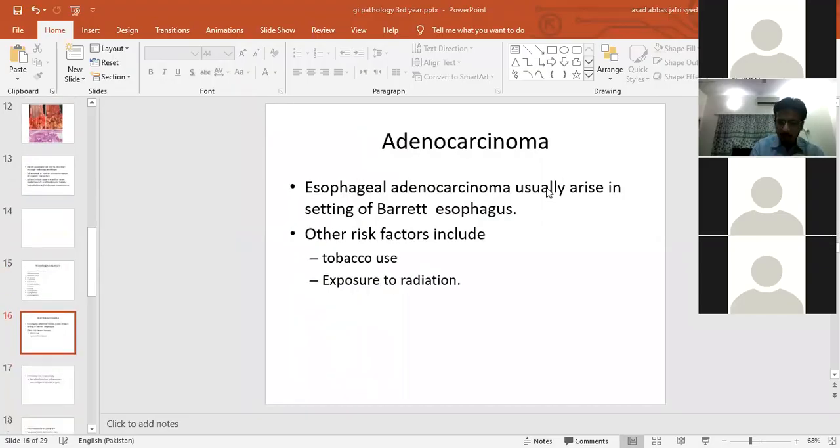Now coming to adenocarcinomas. It's a complication of Barrett's esophagus, because the epithelium has undergone columnar, goblet cell or intestinal metaplasia, so that epithelium undergoes dysplasia, and ultimately it can give rise to adenocarcinoma. Esophageal adenocarcinomas usually arise in the setting of Barrett's esophagus. Other risk factors include tobacco use and exposure to radiation. So it's common in smokers, especially patients taking pan and tobacco. You can see adenocarcinomas in some patients, but obviously the tobacco association is far more in cases of squamous cell carcinoma.